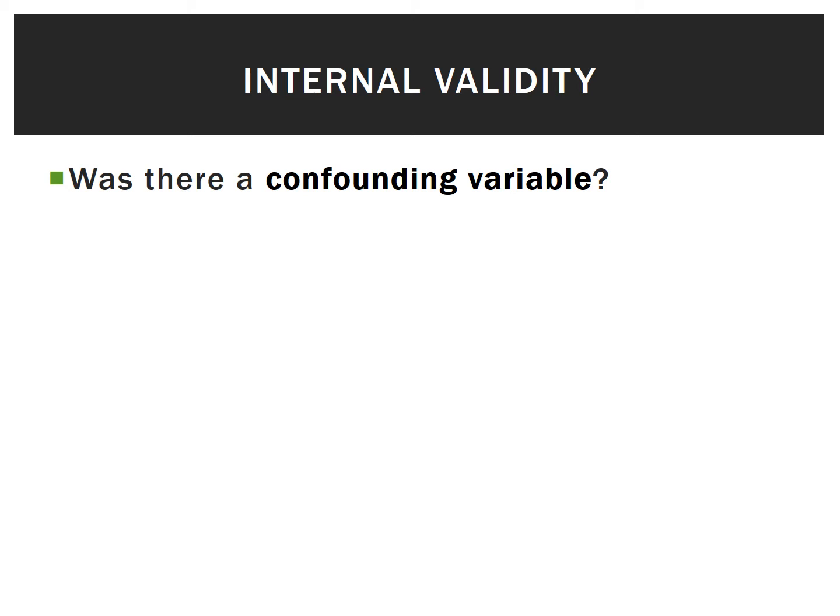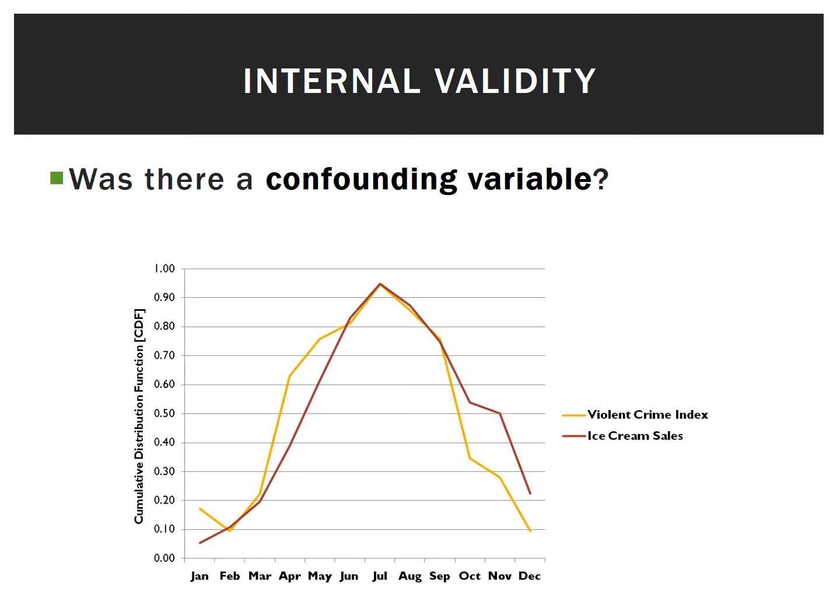Basically, the main point here is that this confounding variable can make it seem like the independent variable caused the change, but really it was the confound that actually caused the change. And this idea of a confounding variable is basically the same thing as a third variable problem from correlational designs, where two variables are related, but only through some third variable.